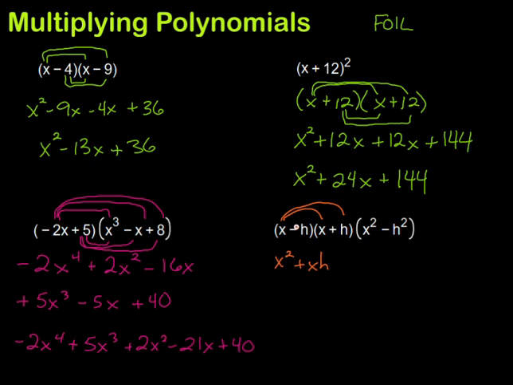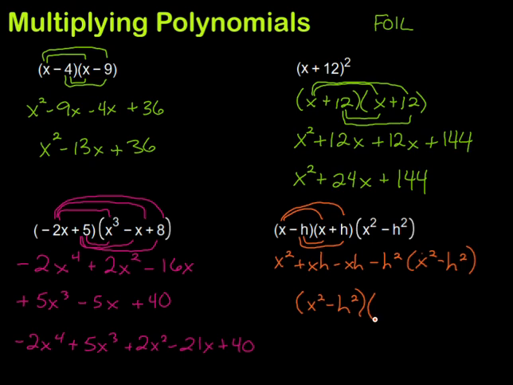We could do this one on the inside here, negative h times x. I should have written it the other direction, but this is okay. Negative xh, and then finally negative h times positive h is going to give us negative h squared. Now, what happened? Look, we've got some like terms in here. The positive xh and negative xh, those cancel, and so what we're left with is x squared minus h squared. And then let's bring this down. This belongs right here as well. X squared minus h squared.